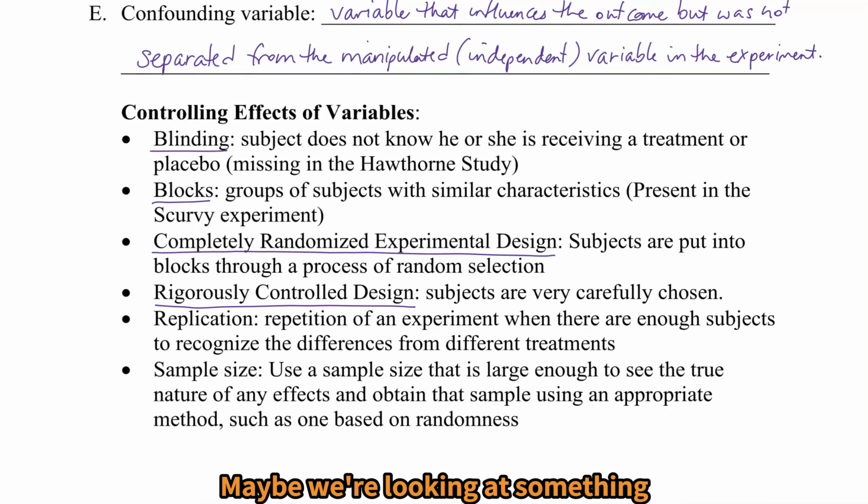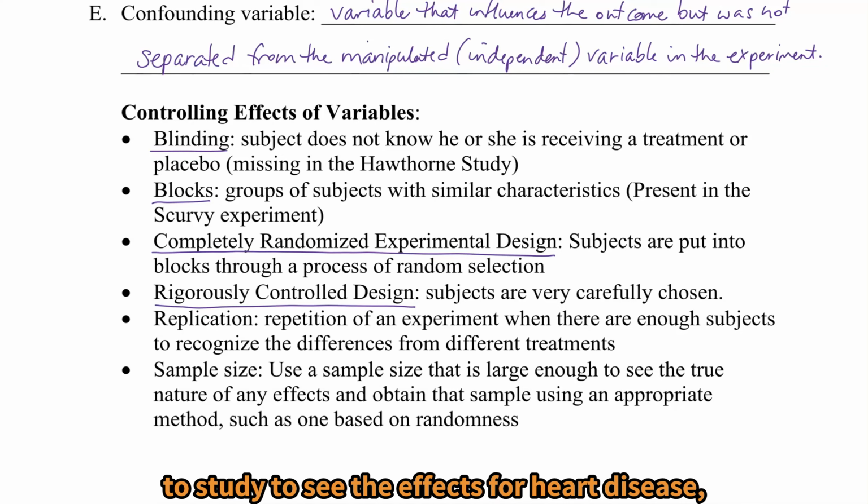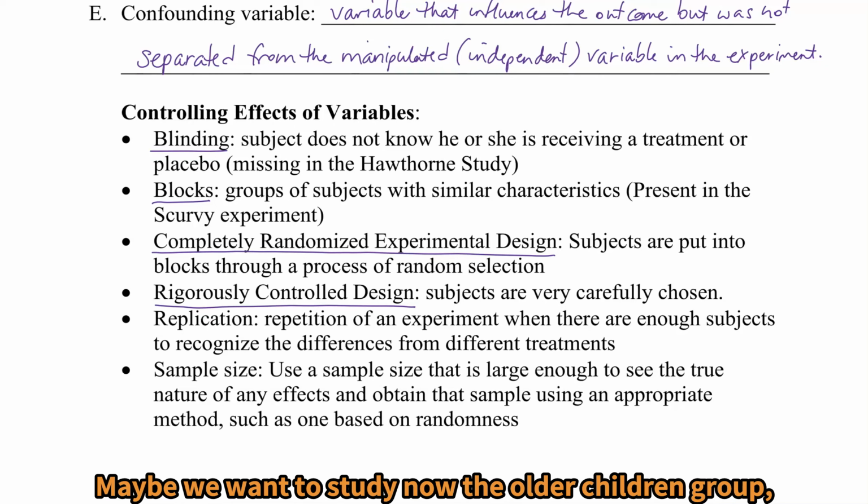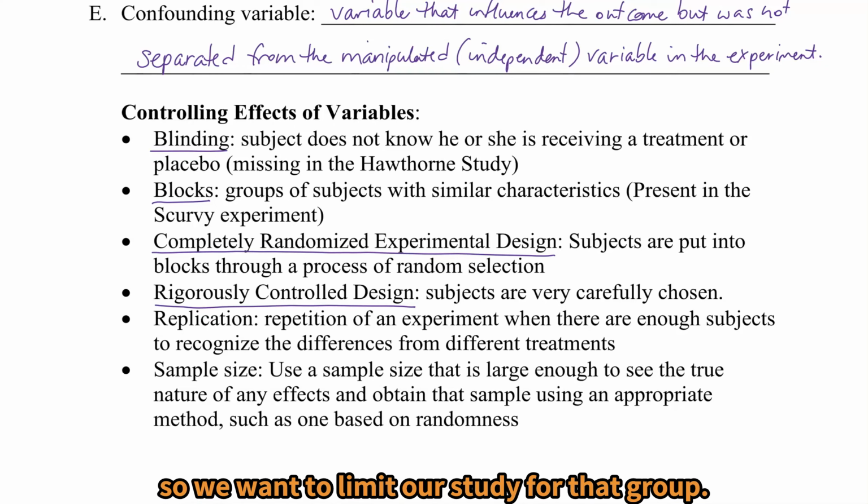Maybe we're looking at something that's specific to heart disease, so we want a certain group to study to see the effects for heart disease. Or maybe, again, going back to the vaccine, maybe we want to study now the older children group, so we want to limit our study for that group.